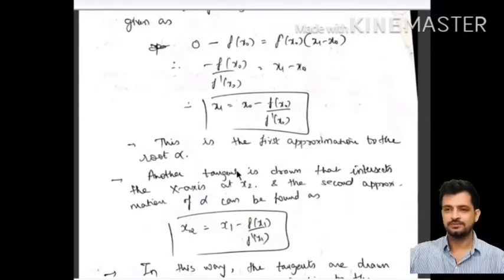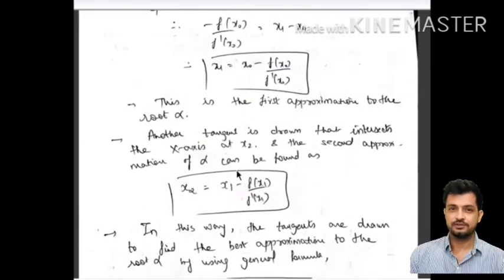In this way, as we continuously draw tangents, we will get the final root alpha, and this process is repeated until the exact root alpha is obtained. So in this way we can derive the formula for the Newton-Raphson method graphically.